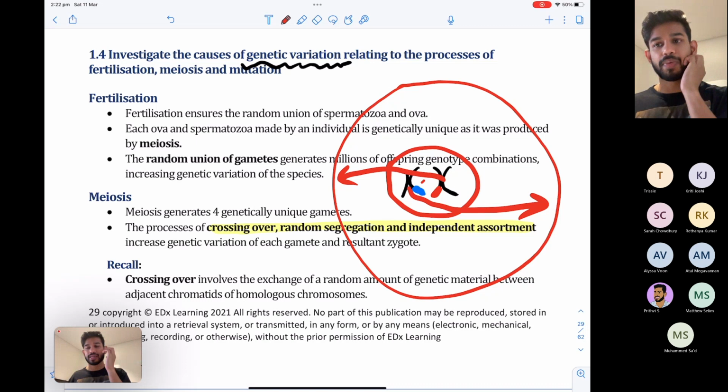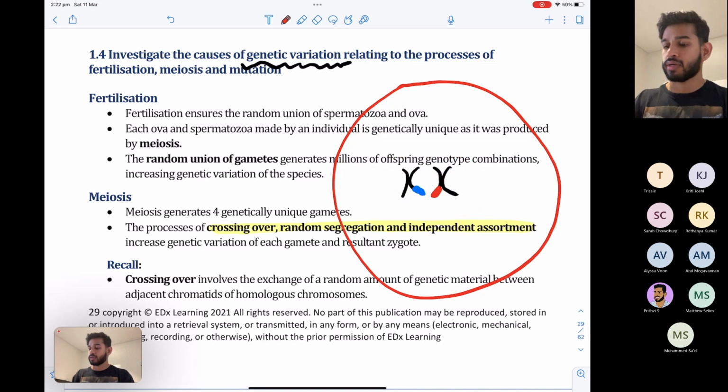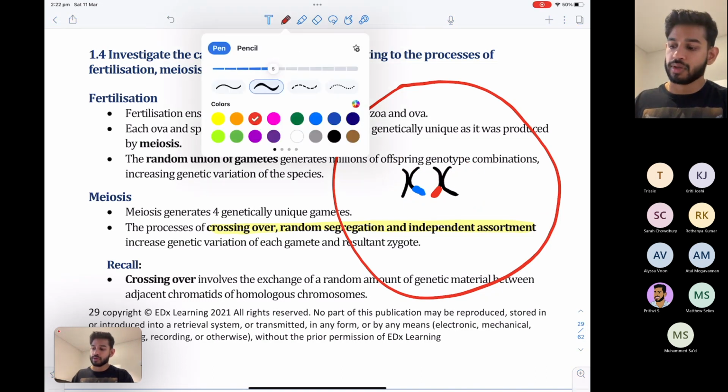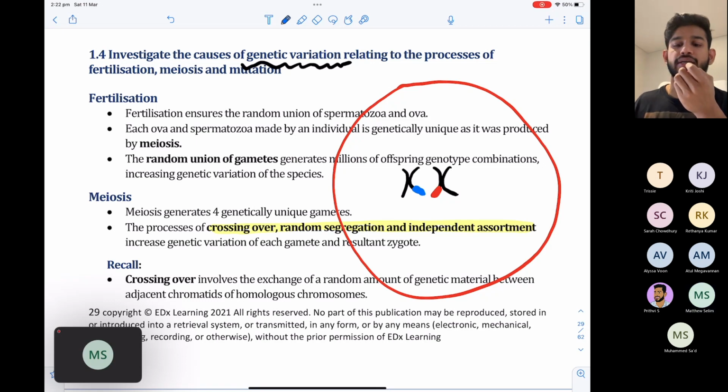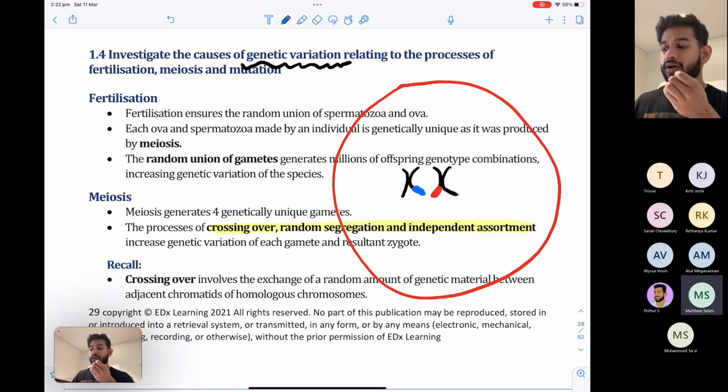Very good. What is independent assortment? Let's go to Matthew. I think it was just the idea that once they form gametes, there's independent segregation when they form gametes. So there's a random chance they go into one gamete or another. What's they? Is it a chromosome? Is it the entire pair of chromosomes you see here? The whole chromosome.